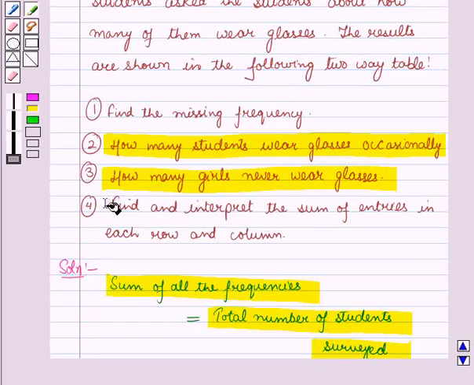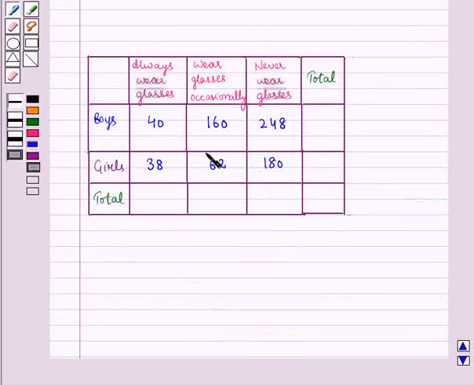Now in the last part, we have to find and interpret the sum of entries in each row and column. Now we have this table. Now let us write the total of each row and column. First of all, let us add the entries in row 1, and this will be 40 plus 116 plus 248, which is equal to 448.